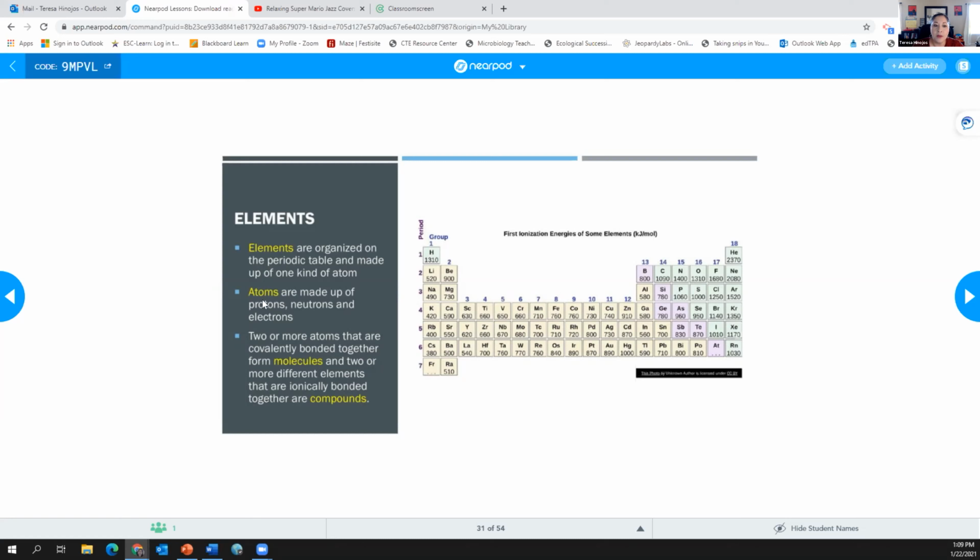And so an atom, whenever we talk about atoms, those are going to be the smallest component, right? My elements are going to be made up of atoms, but it's the smallest component. And these are made up of protons, neutrons, and electrons. And when I put two or more atoms together and I bond them covalently, then they form molecules. But two or more different elements bonded ionically is going to be a compound. And so it doesn't sound like you have to know too much more about that, but you've got to make sure you understand those general terms.